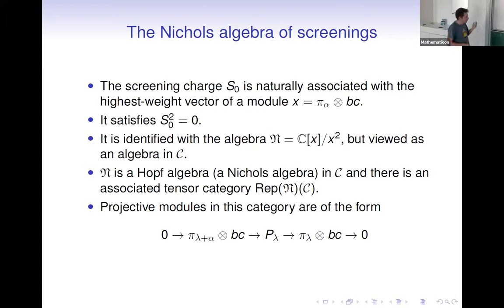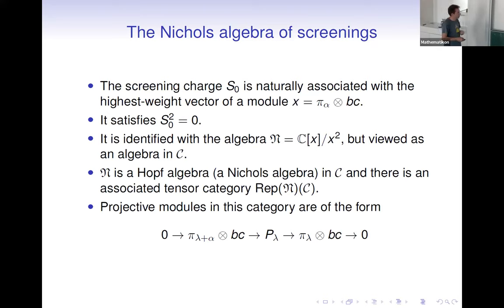And what is the Nichols algebra? One has this screening charge, and the Nichols algebra is characterized as the kernel. This screening charge itself squares to zero, and it is associated with the module of the field algebra. So this means you identify this screening charge with generating an algebra, namely just the algebra generated by X with X squared equal to zero. Very simple and important algebra, but now as an algebra in your category, which just means you think about it as the algebra generated by one of these modules, but the multiplication is zero.